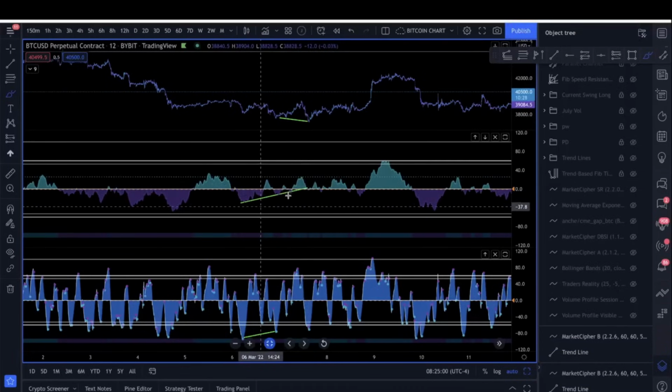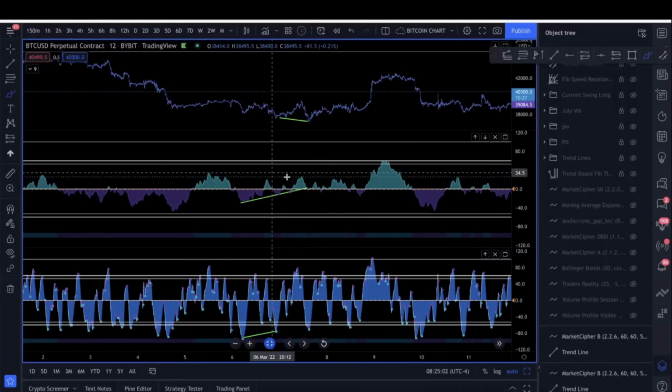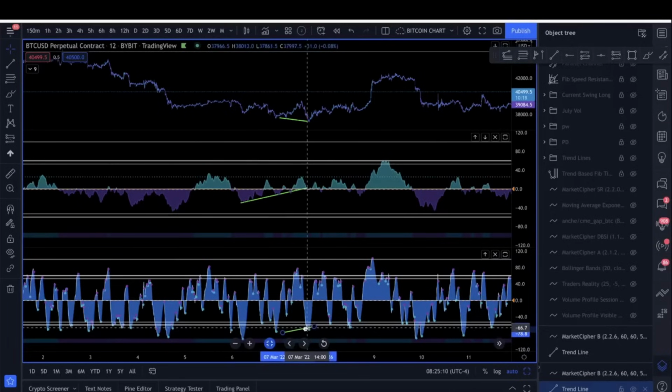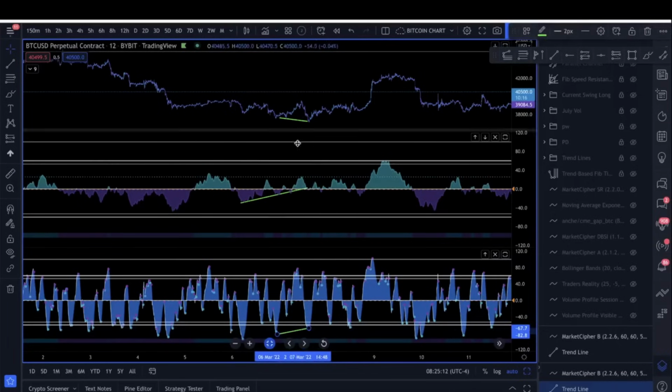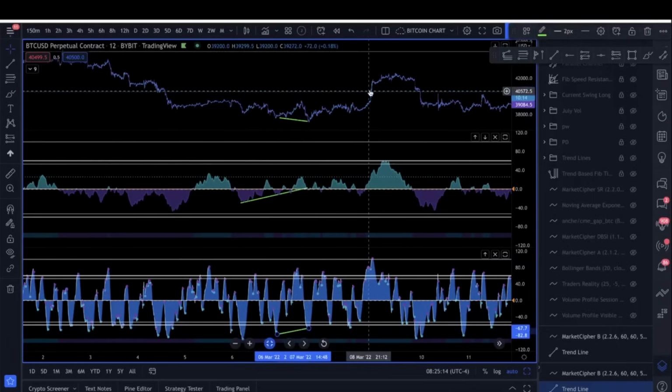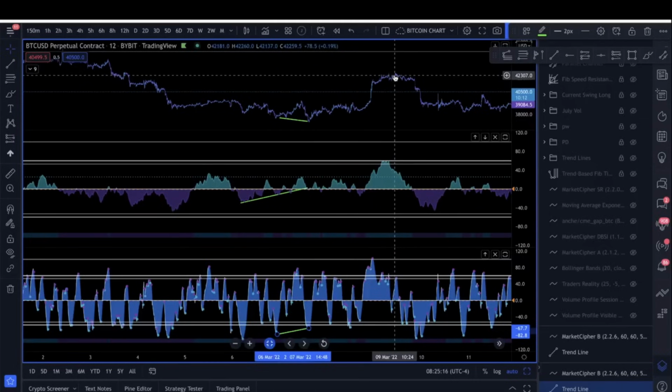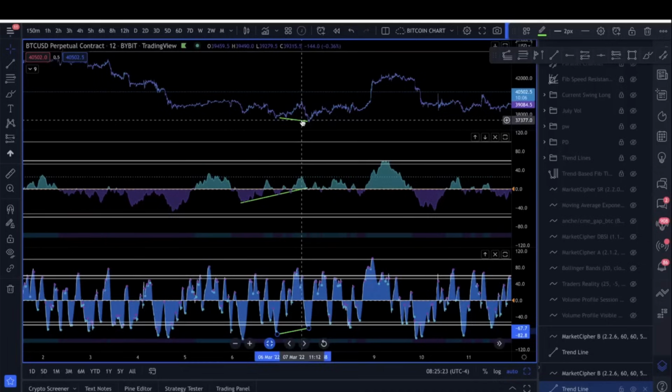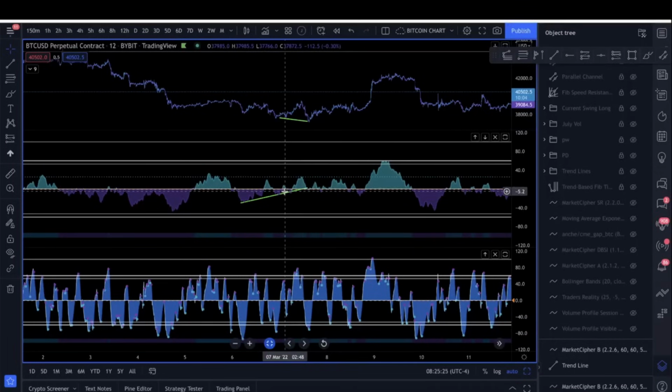I usually look at the bottom side if I'm looking to long and the top side if I'm looking to short. And the momentum waves are giving us our divergence right over here, like this. And boom, look at that beautiful long trade that we could have taken all the way to the top here, right? All the way to the top right here. Beautiful. Absolutely beautiful.